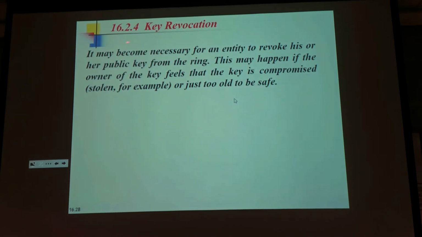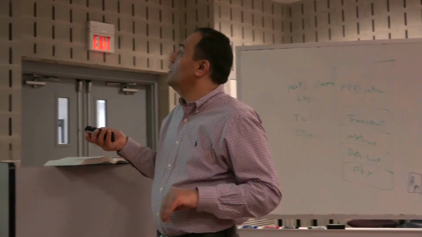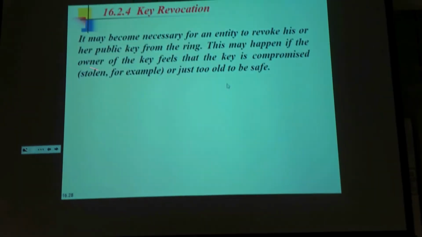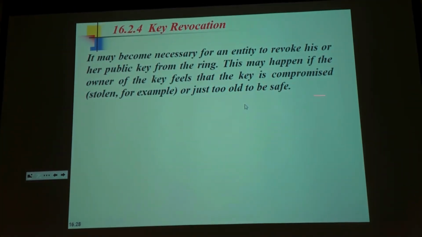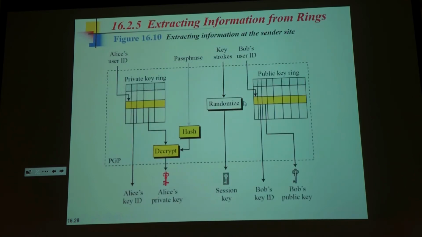Okay, so it may become necessary for an entity to revoke his or her public key from the ring. You have a key in the ring, you need to revoke it, remove it, because it was compromised for any different reason. This may happen if the owner of the key feels that the key is compromised, stolen for example, or just too old to be safe.